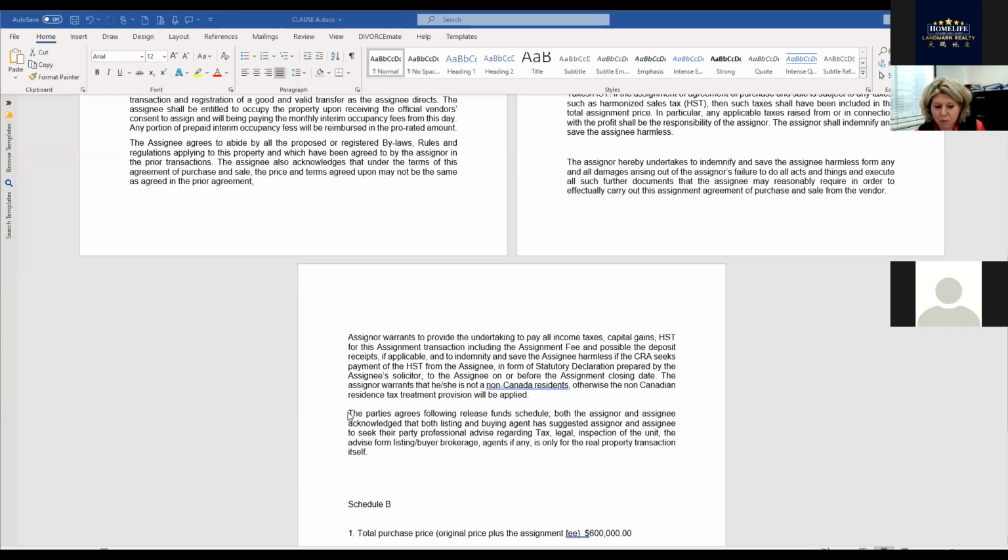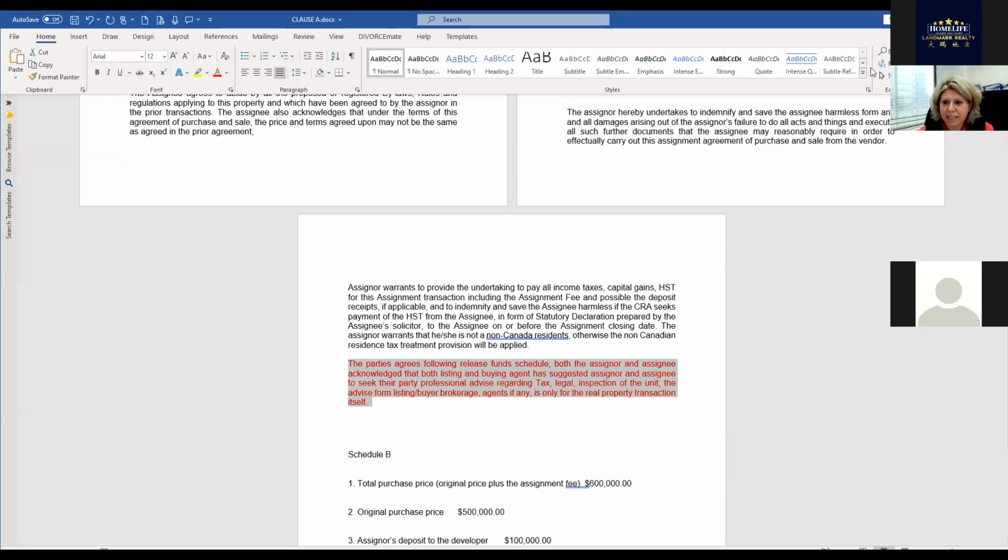This is the most important part for the agent: you write in Schedule A that you are advising the clients, assignor and assignee, to get professional advice. So you are trying to exempt yourself from certain liabilities. There's a Schedule A and Schedule B. Don't worry, I'm pretty sure you didn't understand anything.